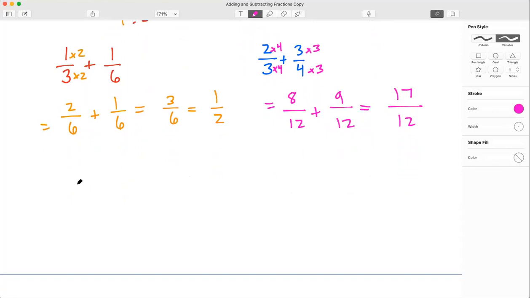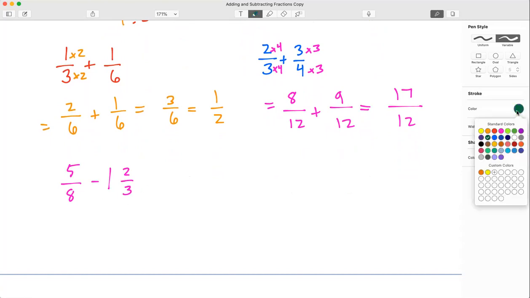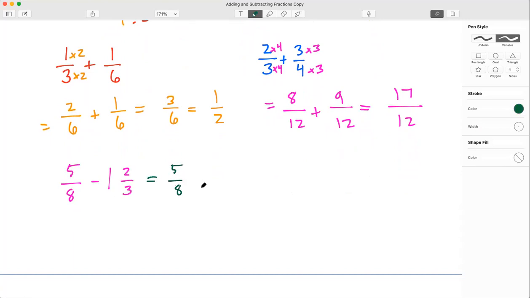Okay, one more. We're going to have 5/8 minus 1 2/3. So this is a mixed number now. We're going to have to change this to an improper fraction. Let's do that. So I'm going to rewrite this. I'm going to keep the 5/8 the same. I'm just going to mess with this one now. So what do we do? We multiply the 3 times the 1, then we add the 2. That's 3 plus 2 is 5 over 3. So 5/8 minus 5 over 3.